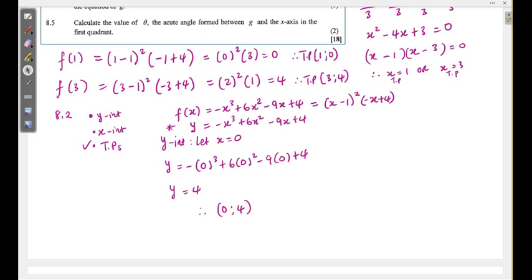Then to get the x-intercept, remember what we do. We let y be 0, which means where we see y, we'll put 0. Remember, this whole thing is y. So we shall put 0 there and say we have negative x cubed plus 6x squared minus 9x plus 4. Now, you could take everything to the left so that the x cubed becomes positive, and then the signs become negative, positive, and negative.